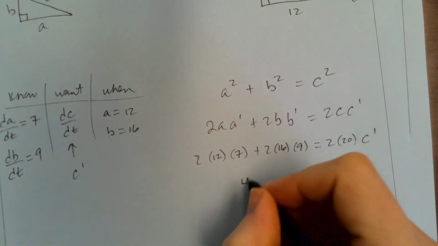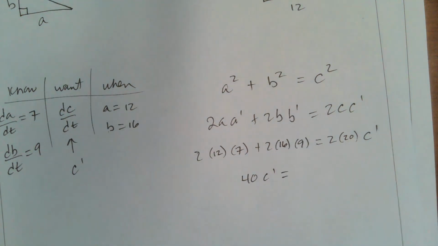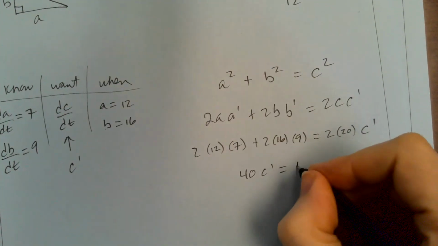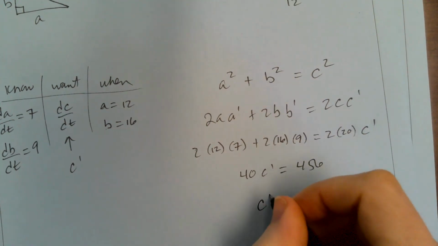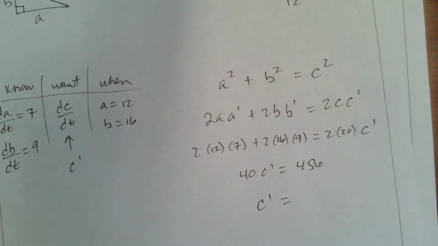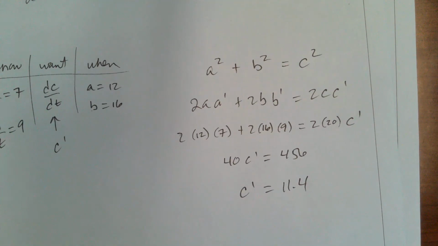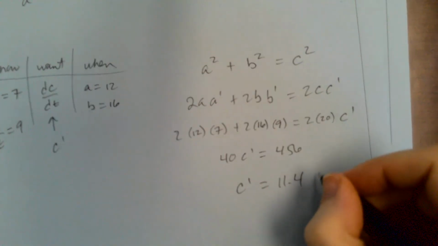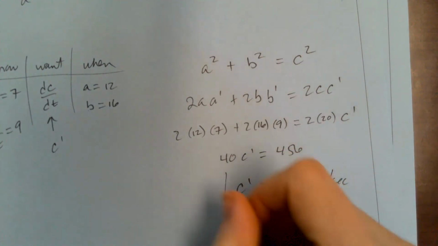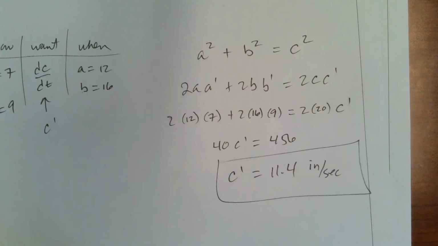All right, so you're going to get 40C prime equals 456. So C prime equals 11.4. And you need units. This is a rate of change. So it's going to be something per something. This is inches per second. Okay. Now, guys, we do have two more.